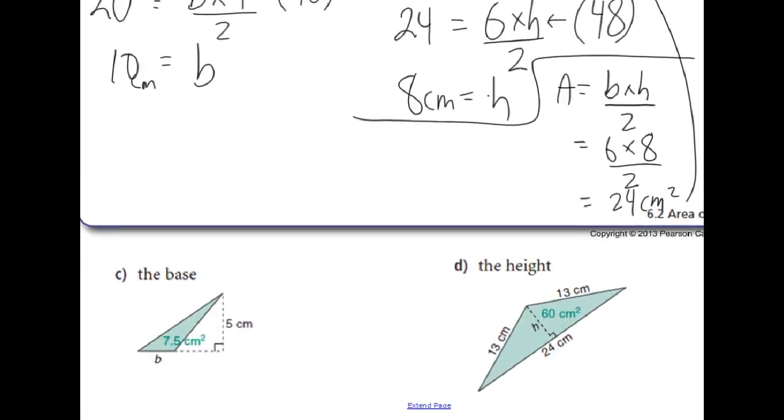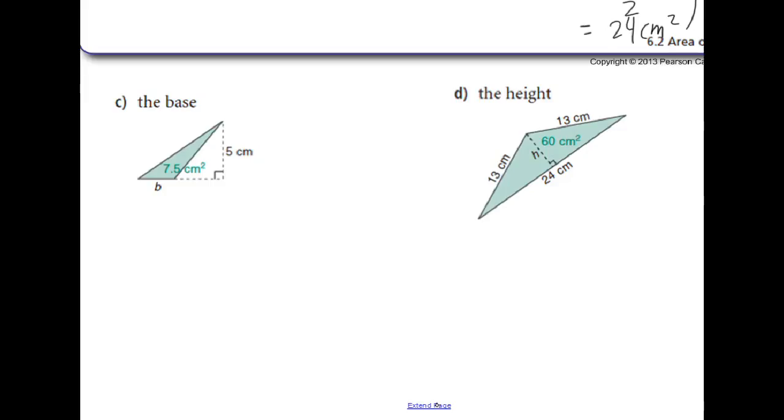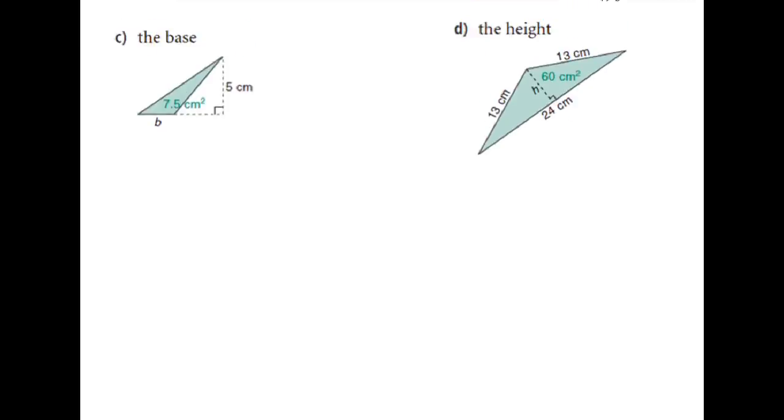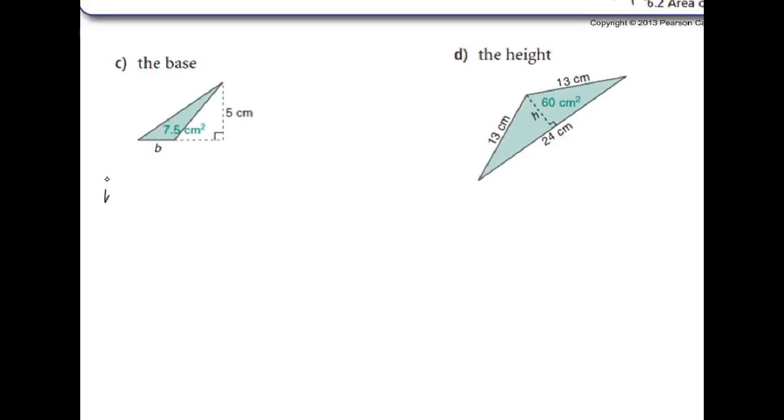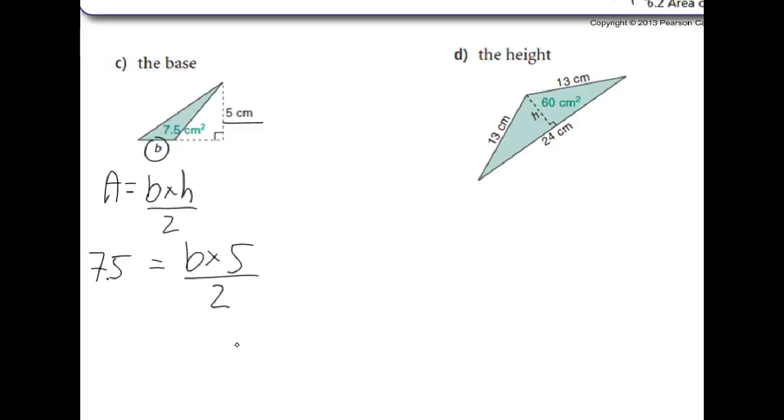Let's look at C down here. Extend our page a little bit more. C, okay, area, same thing, equals base times height divided by 2. Our area is 7.5 centimeters squared. Our base we don't know, and our height we do know is 5. So base times 5 divided by 2. So what number divided by 2 will give us 7.5? Well, that's 15. 15 divided by 2 will give us 7.5. What number times 5 will give us 15? Well, that has to be 3. So b is equal to 3 in this case.